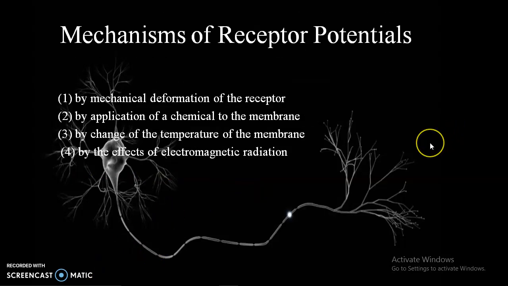So, mechanisms of receptor potential. How can receptor potentials be created, or what are the methods by which receptor potential is induced in the membrane of the receptors? It can be by mechanical deformation of the receptors, by application of chemicals to the membrane, by changing the temperature of the membrane of the receptor, or by the effects of electromagnetic radiation.